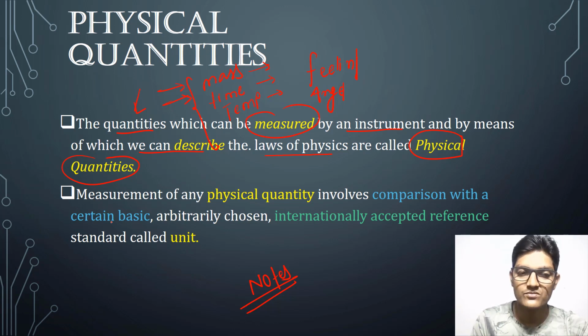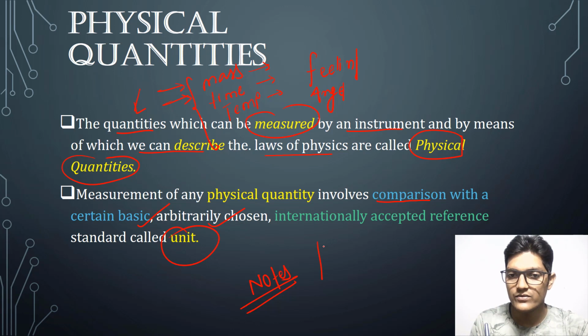Okay. Now, measurement of any physical quantity involves comparison with a certain basic, arbitrarily chosen, internationally accepted reference standard, which is known as a unit.